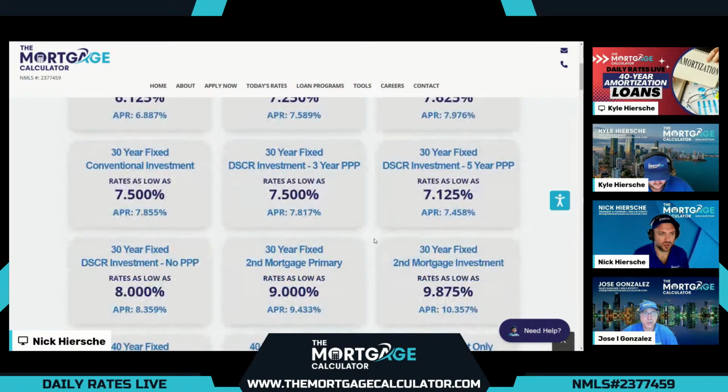So come down to our next rows here. Don't want to show too much. Our conventional options for investment. So a little lower rate here and a little lower final APR. So 7.5% rate, final APR 7.855 for the conventional options.